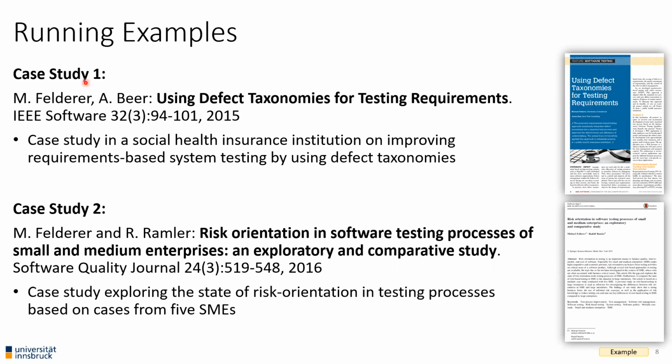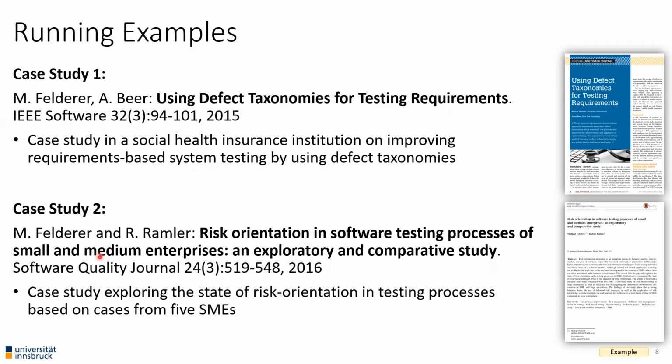The first one is about using defect taxonomies for testing requirements. So therefore, we linked requirements to defect taxonomies and used this joint information to derive more efficient and effective test cases. Yeah, I will also share the papers later with you, so you can then look into them. This was published in IEEE Software, so more of a practitioner-oriented venue.